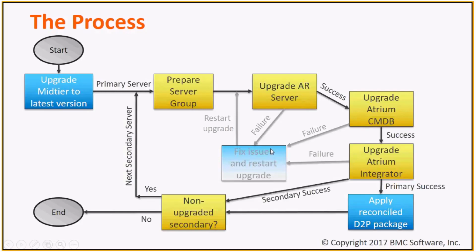So once you fix that issue, you have to restart the upgrade again from AR. Then you upgrade AR, upgrade CMDB, upgrade Atrium Integrator, and you repeat this cycle till everything is upgraded. And that's how you upgrade your server group.